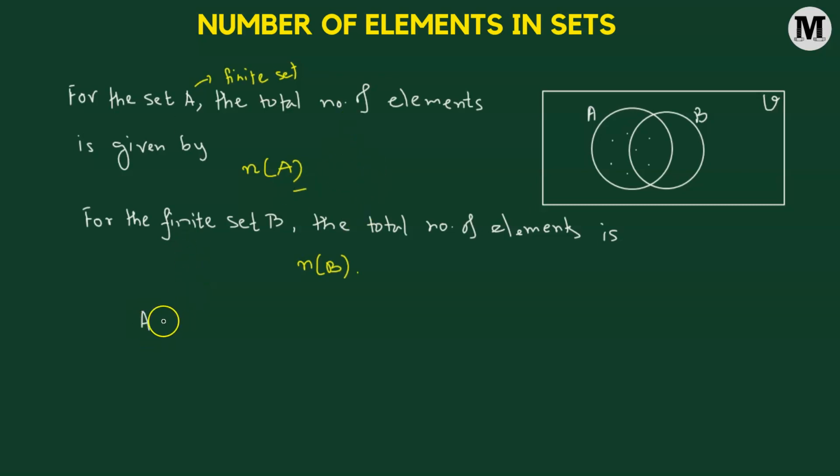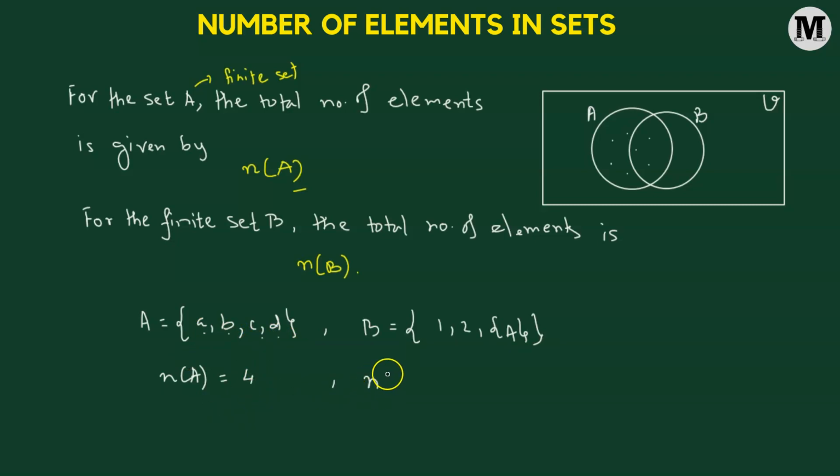Let's say we have A given by a, b, c, and d, and we have the set B given by 1, 2, and the set A. Here, the number of elements in the set A is equal to 4. So here we have 1, 2, 3, 4. It's a countable set with 4 elements.